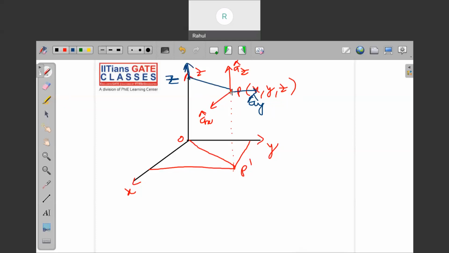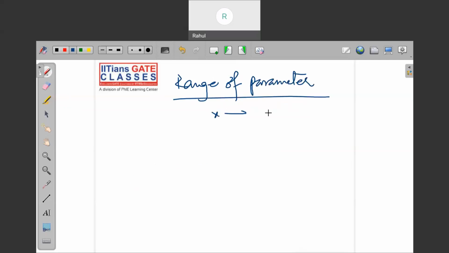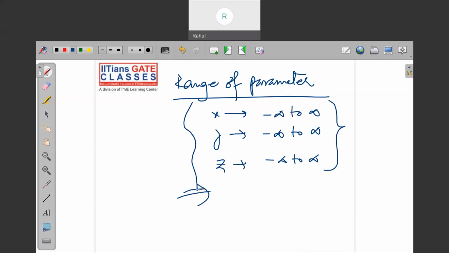So this point can be located with the help of 3 dimensions. Okay. So this is how we locate the point x, y, z. And now we can talk about the range of parameters. So the range of parameters is going to be what? Range of parameters: x can go from minus infinity to infinity, y can go from minus infinity to infinity, and z can range from minus infinity to infinity. Okay, so there is no restriction.